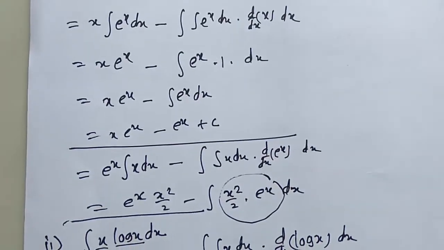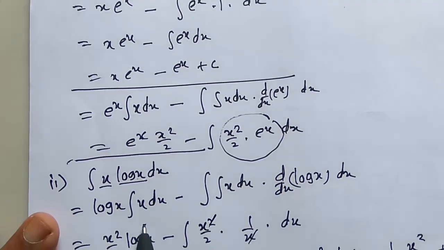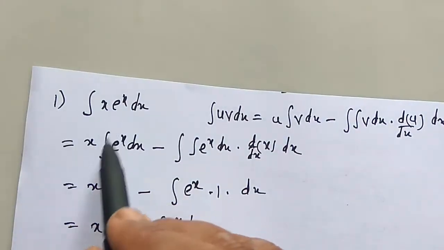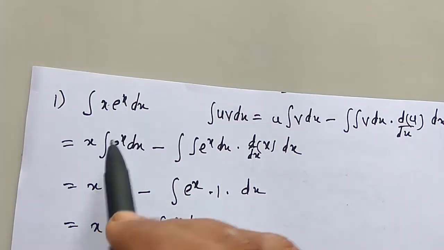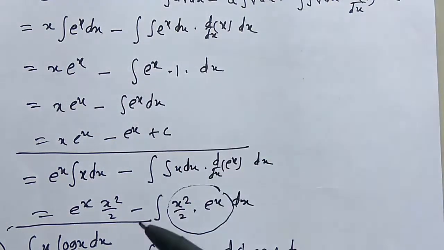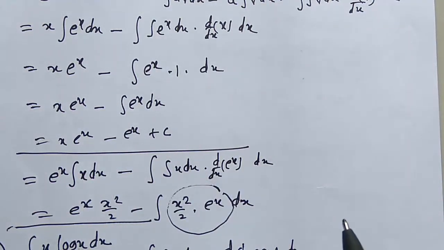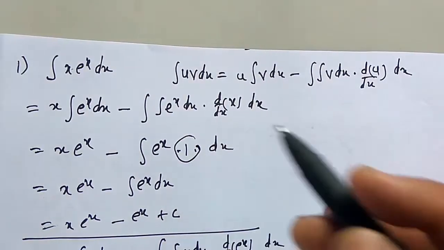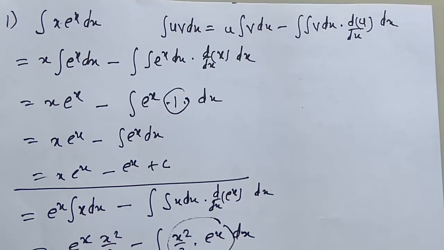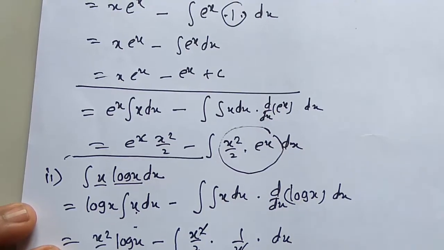Now, you observe that here we have taken log x as the first function and x as the second function, but in the first example we have taken x as the first function and e raised to x as the second function. Now, you understand which function should be taken as the first function and which as the second function. The function whose derivative is going to vanish, you treat as the first function, or if you know the integration of the function, then you can take that as the second function.